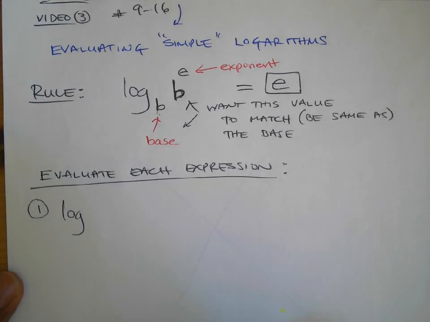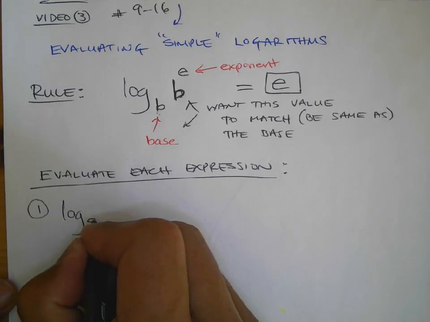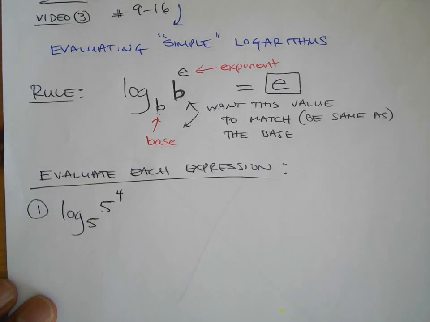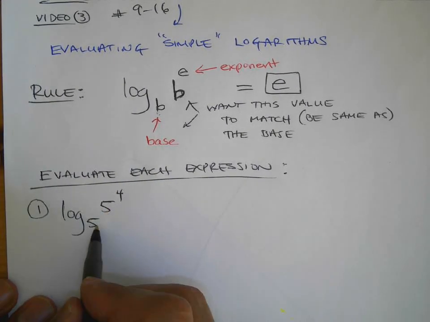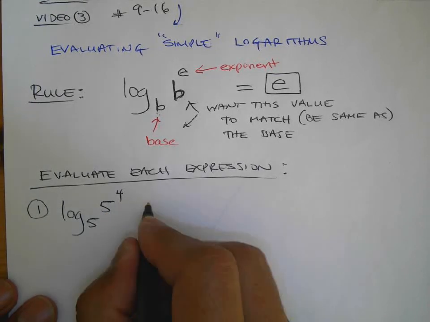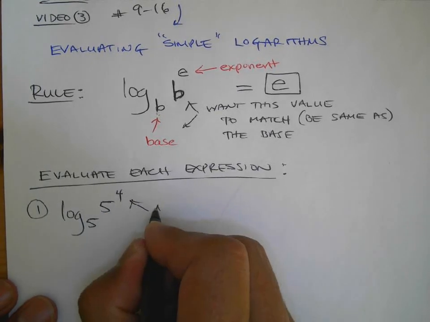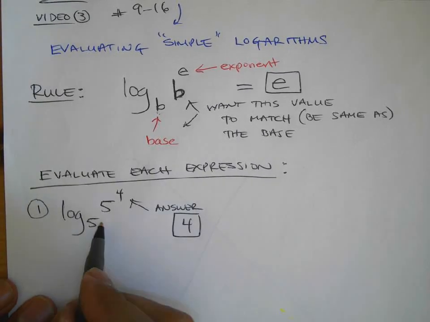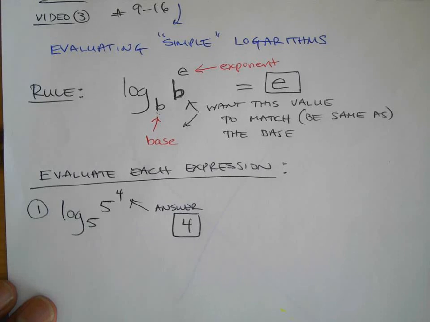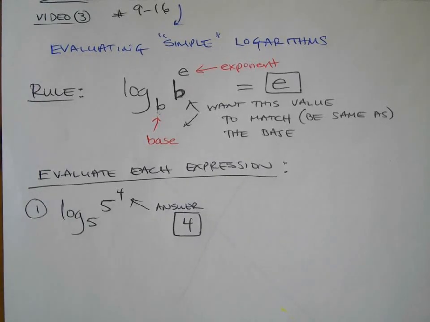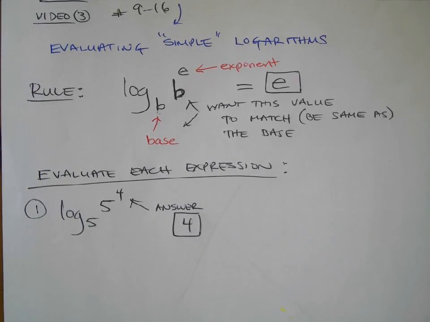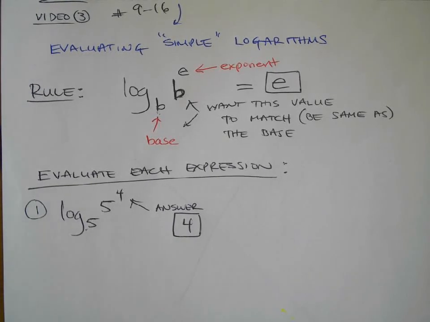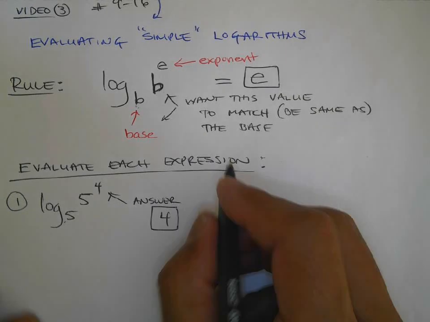Number 1, log base 5 of 5 to the 4. When these match, when these are the same, this one's the answer. The answer is 4. When these match, the answer is 4. The answer is up there. That's just the rule. Okay? We want the base and this number to match right now. In a little bit, they're not going to match, so don't think it's too easy.